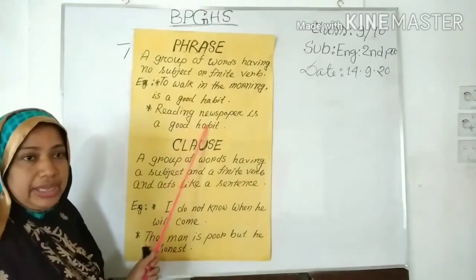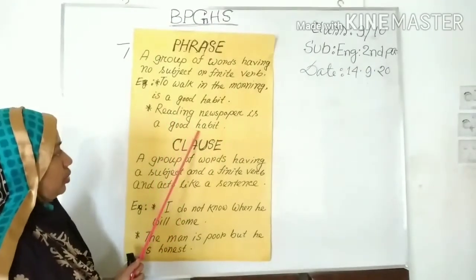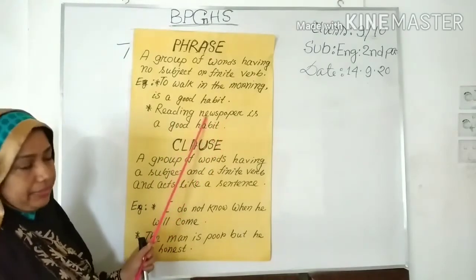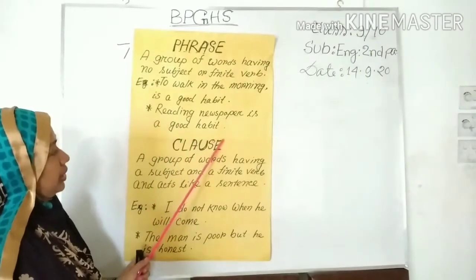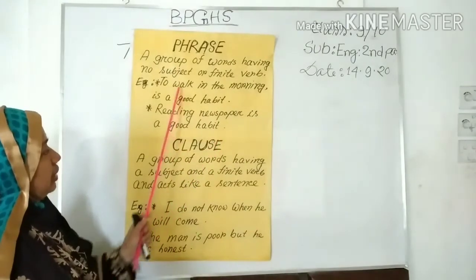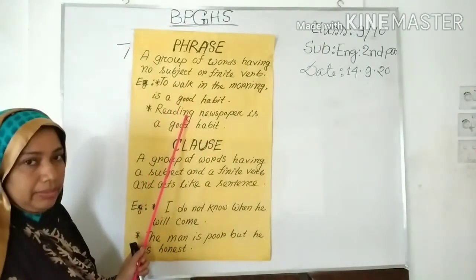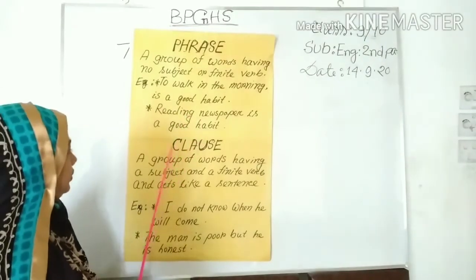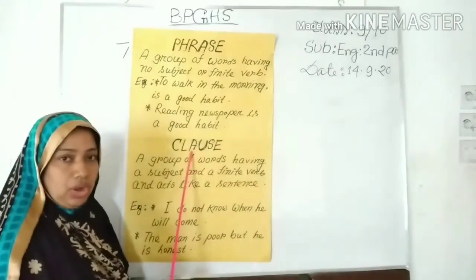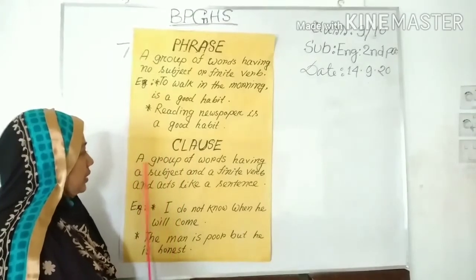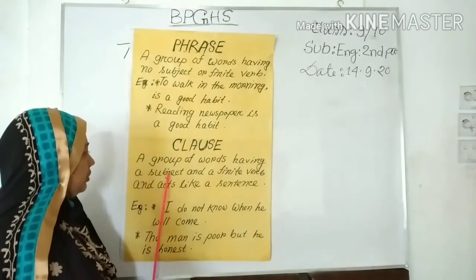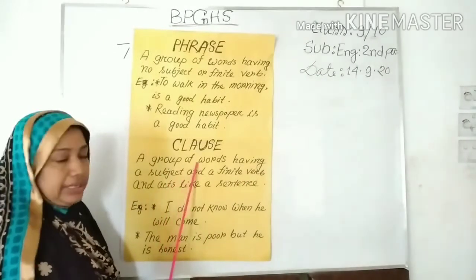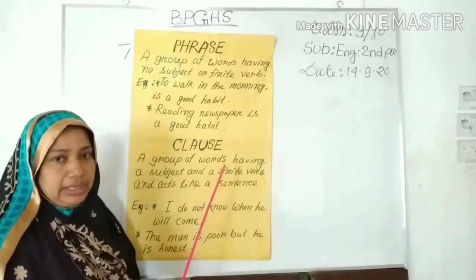Again, reading newspaper is a good habit. Reading newspaper, this is a phrase. And here is a verb, you can say reading is a verb, but it's a non-finite verb, not a finite verb. Now, the term clause. Clause is a group of words having a subject and a finite verb, and it acts like a sentence.